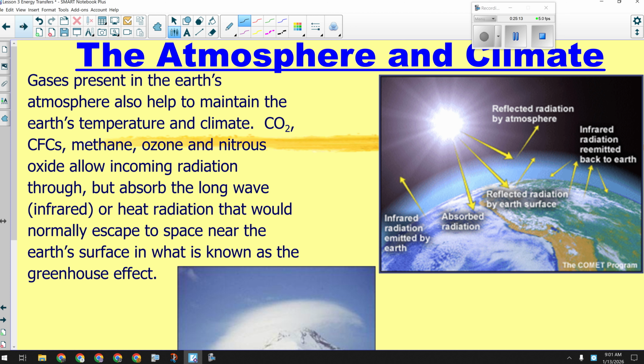All right, questions on that? So that's just, again, that absorption, reflection. If it gets reflected, it may get a second chance to be absorbed due to the greenhouse effect.